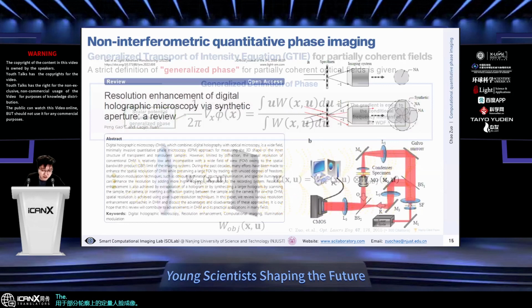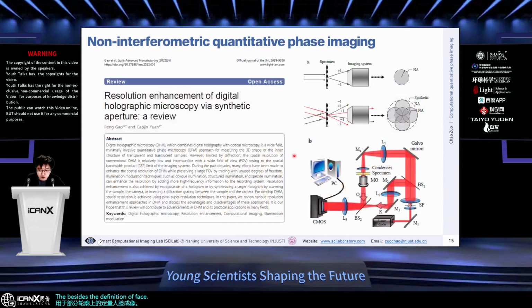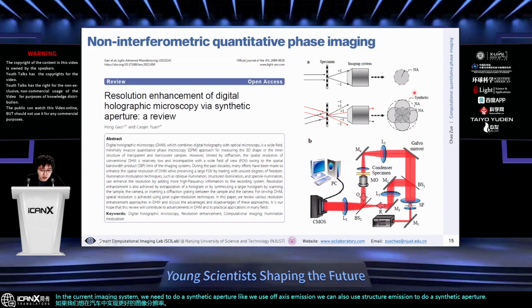Besides the definition of phase, another very important issue regarding coherent imaging is the resolution. It's a very nice paper written by Professor Gao and Professor Yuan. If we want to achieve better imaging resolution in a conventional coherent imaging system, we need to do synthetic aperture. Like we use off-axis illumination, we can also use structured illumination to do synthetic aperture. And the best image resolution we can achieve is twice the NA of the objective lens.